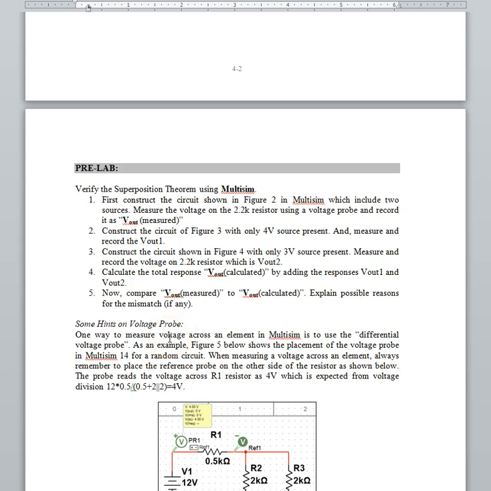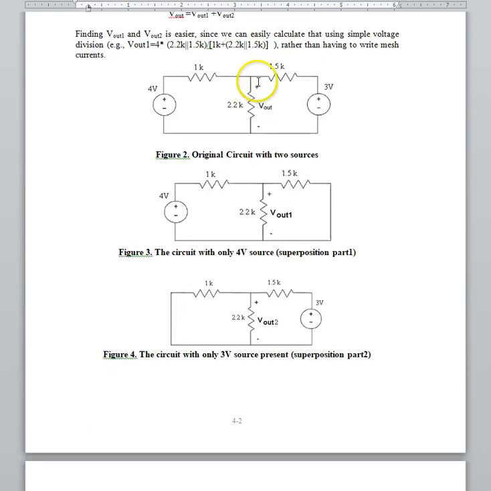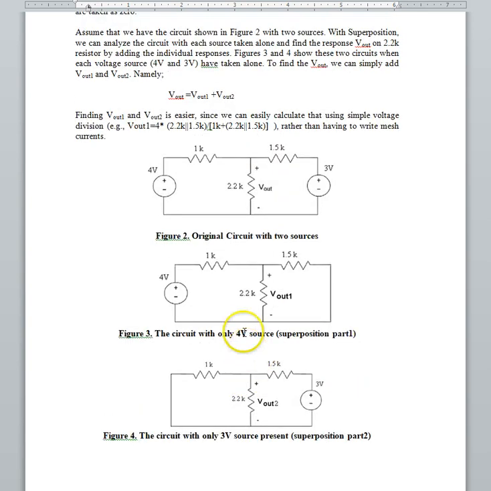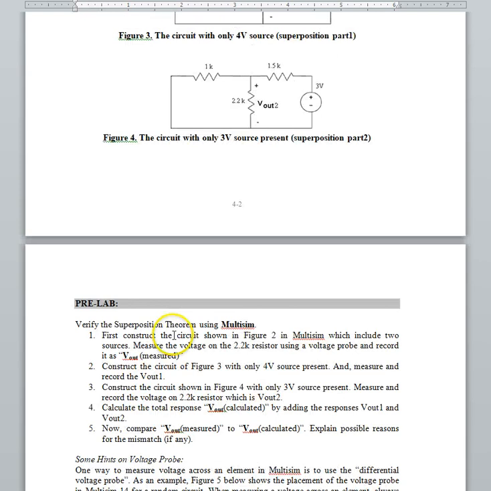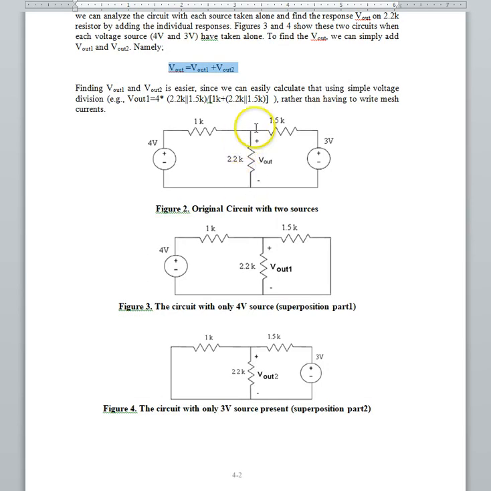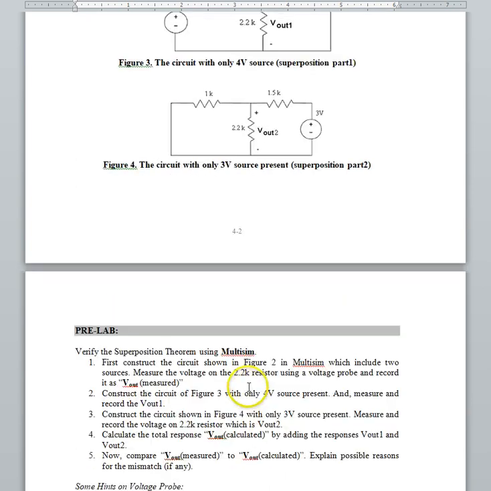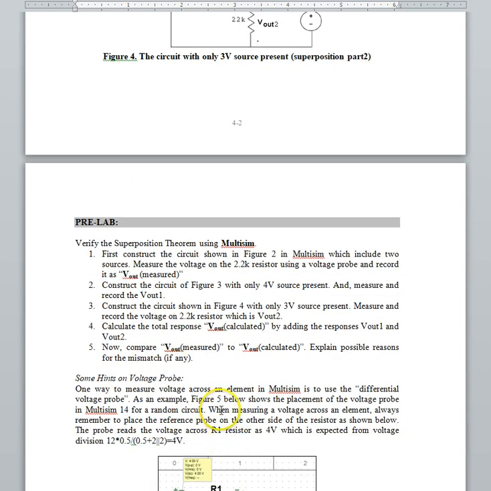Now you will hand calculate all these outputs and make sure that this is satisfied, and then you will verify these circuits using Multisim, where we call this one the Vout measured and the summation of Vout1 and Vout2 as the calculated, and we need to have Vout measured equal to Vout calculated.